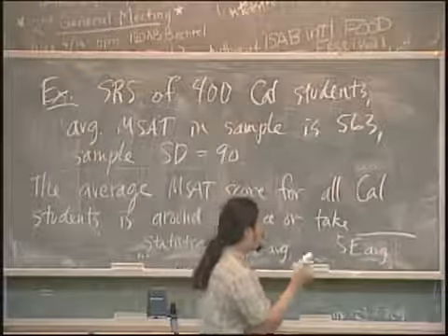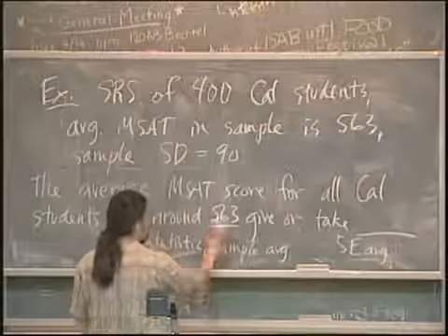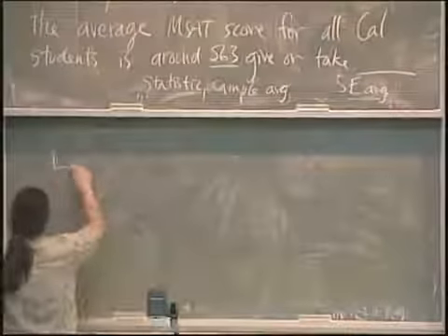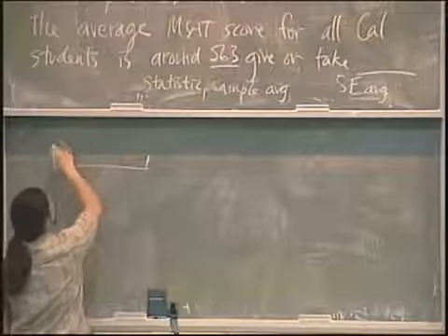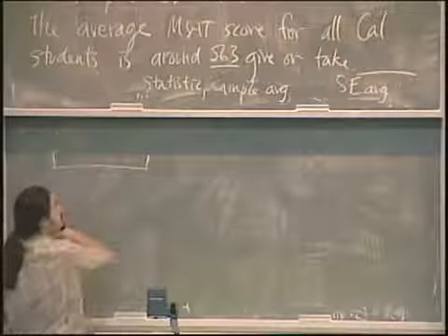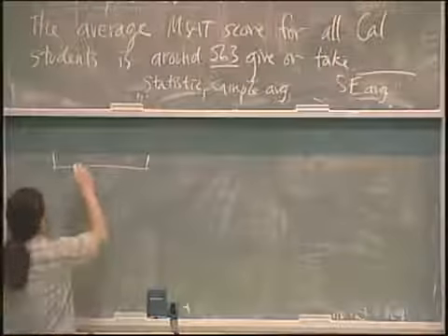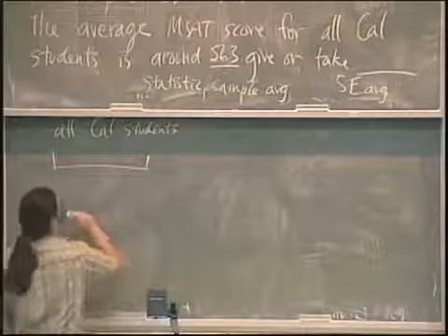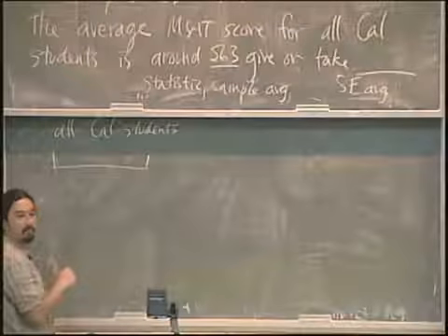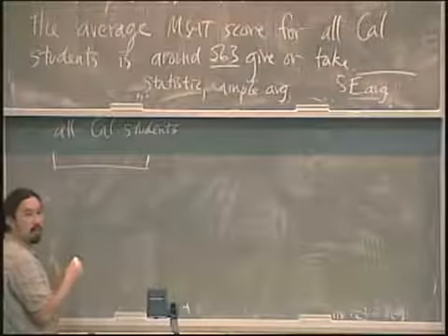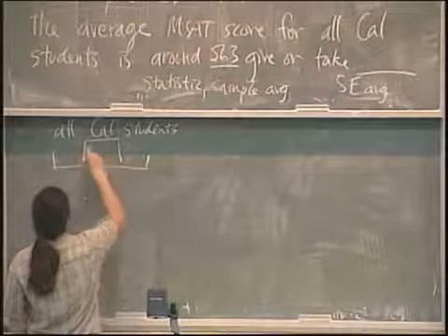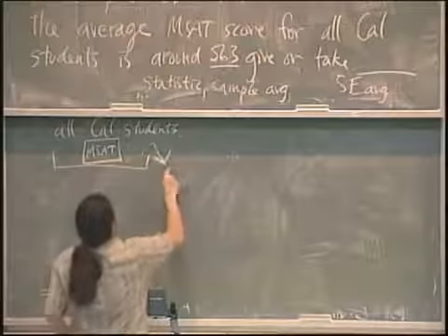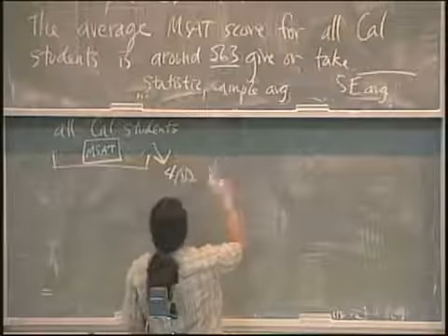Okay, again, this SE corresponds to whatever that is. So let's do that calculation really quick. And I'll draw the box model and make clear exactly what's going on. Who's in the box? All Cal students, right? What numbers go on the tickets? MSAT scores, right? So for each person, there's an MSAT score. It's like every person has their own ticket, and then I get 400 of those. And it's a simple random sample, so it's without replacement.